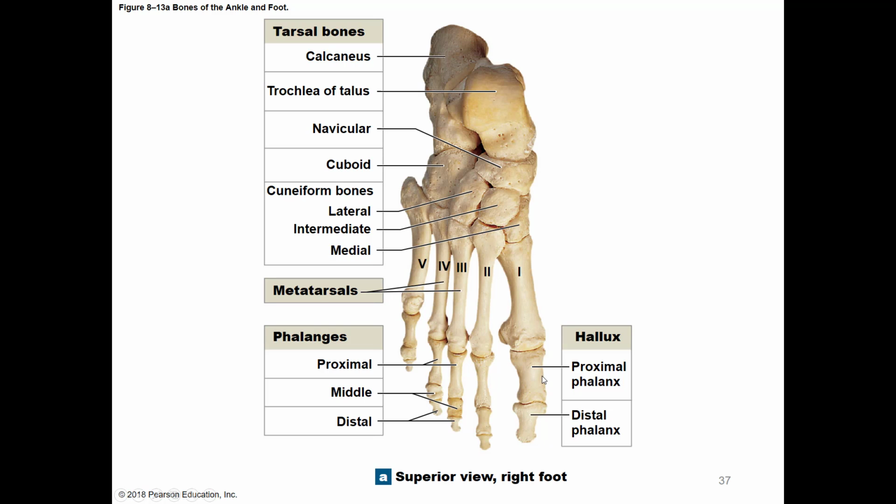The big toe, also known as the hallux, is similar to the thumb in that it has only 2 phalanx bones, the proximal and distal phalanx. The 2nd through 5th toes are going to each have 3 bones: proximal, middle, distal.